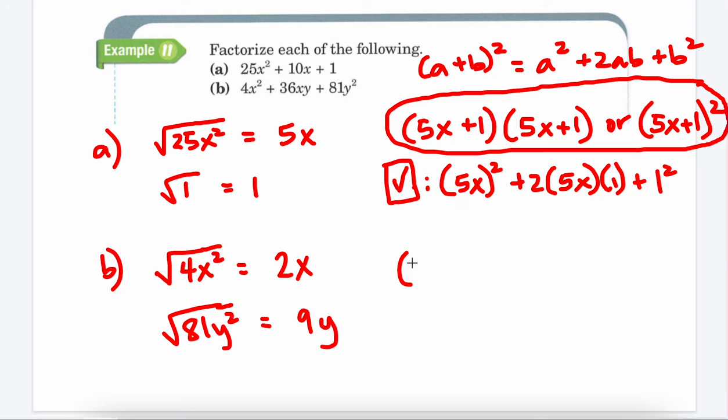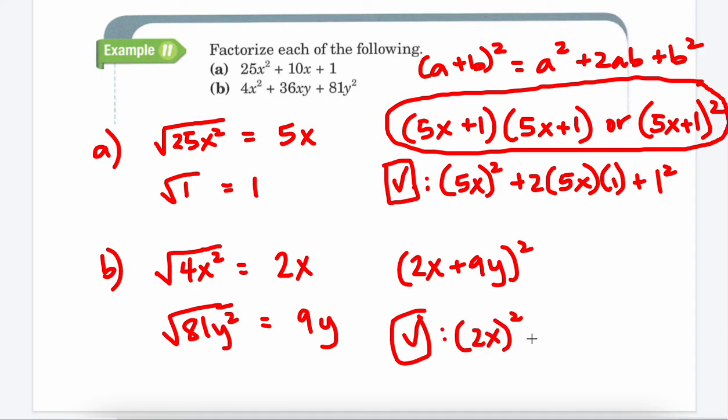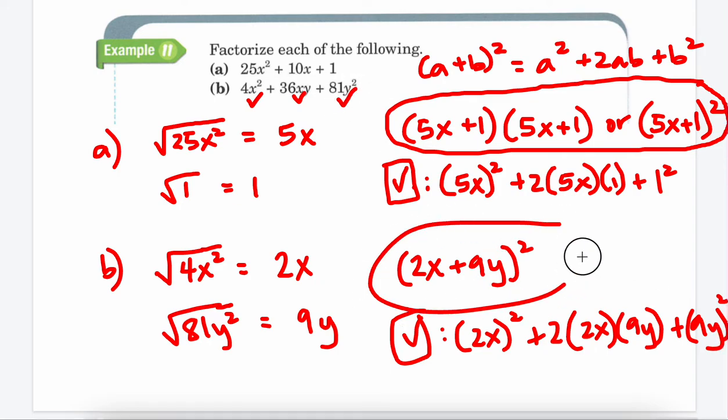So let's just double check. This would be 2x plus 9y, squared. To check it, I'm going to take 2x squared plus 2 times those two terms, 2x and 9y, and I'm going to add it to the square of 9y. Okay, 2x times 2x is 4x squared, yes. 2 times 2 times 9 is 36xy, yes. And then 9y squared is 81y squared. Yep, so this is my answer right here.